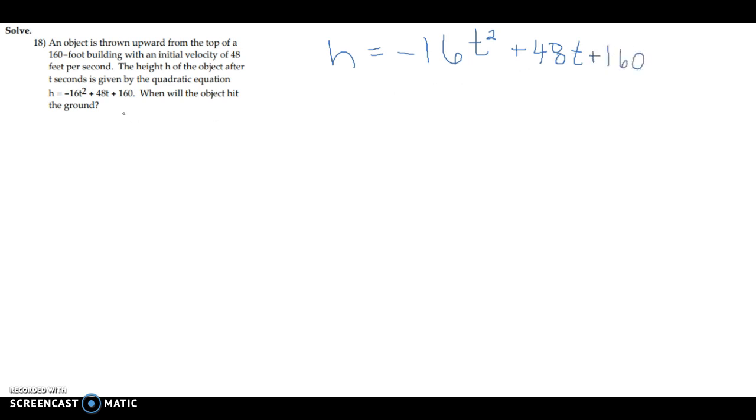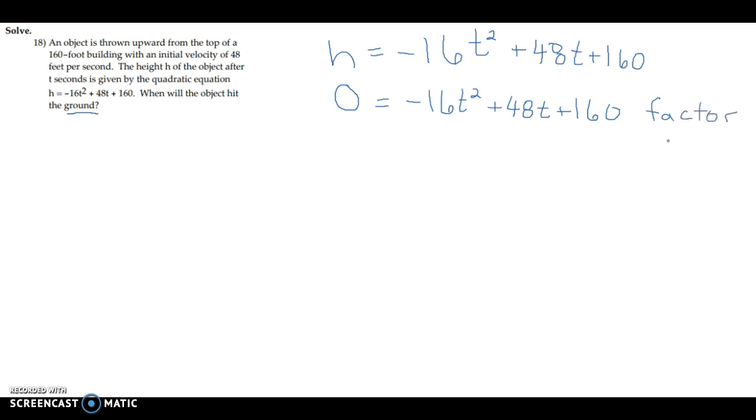And the question's going to be the same on the final. When is it going to hit the ground? So we're asking, when is the height going to be 0? So that's negative 16t squared plus 48t plus 160. In order to answer this, we're going to need to factor.